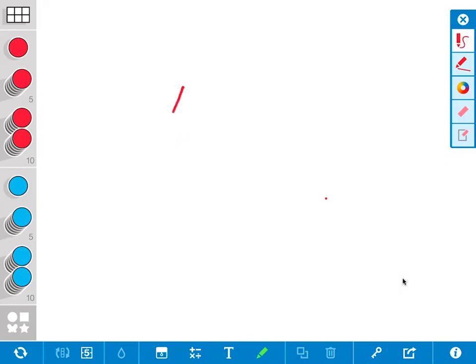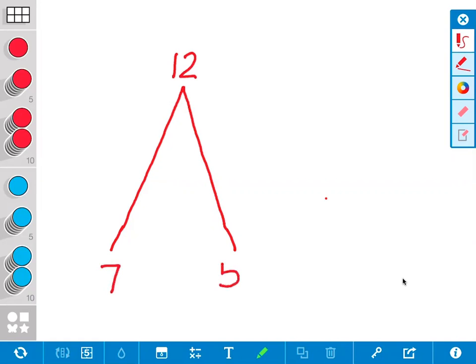So let me get my mountain. Okay, so we see the mountain. And at the top of my mountain, I'm going to put 12. And at the bottom of the mountain, I'm going to put 7 and 5. All right, now let's get our rollers, our counters.